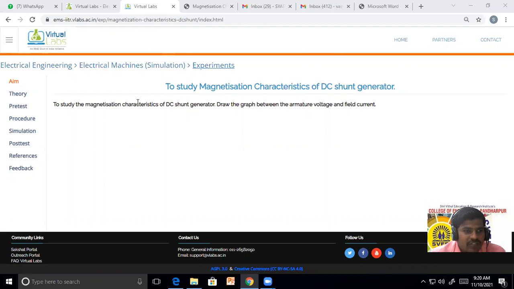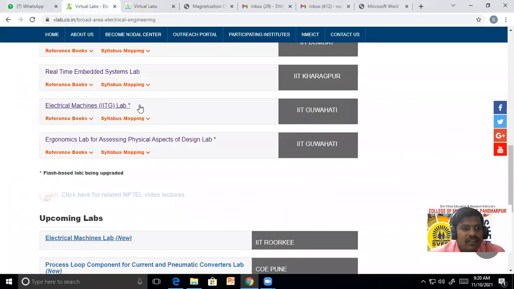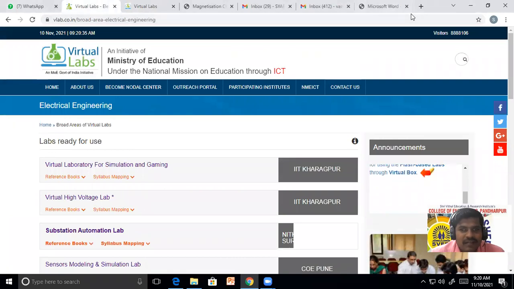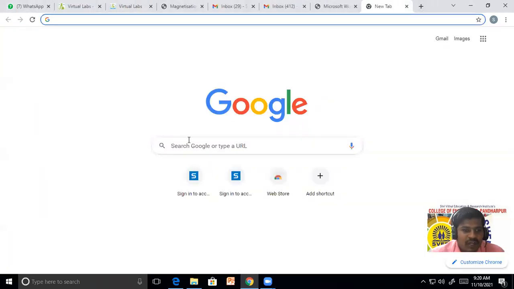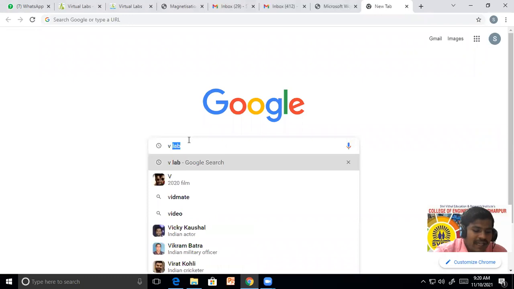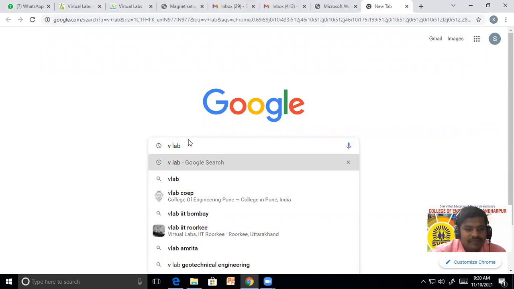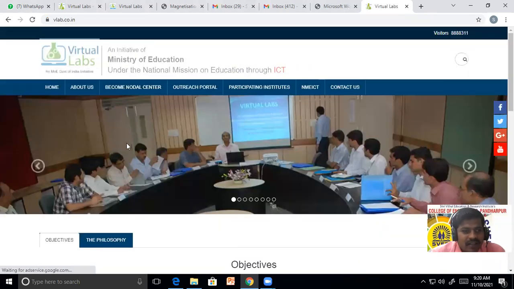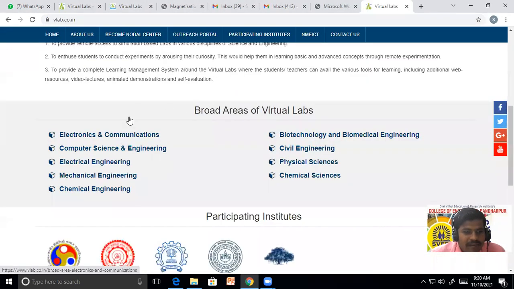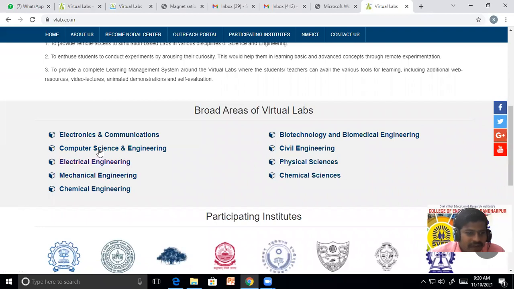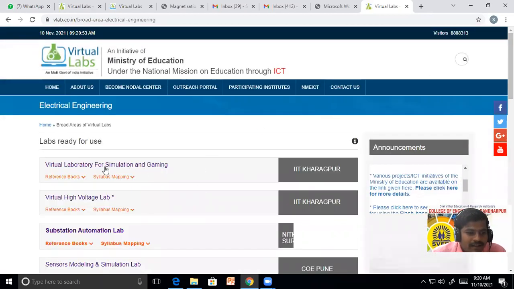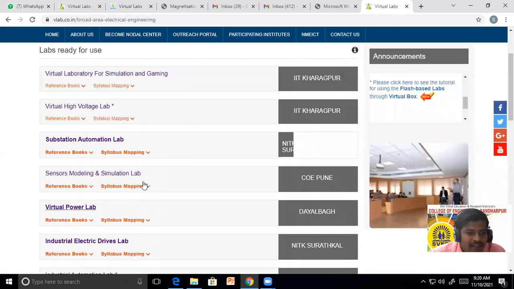So this is a virtual lab platform. Just go to Google and put VLab, or virtual lab. Then go to the first home page. There, virtual lab practicals for all branches are provided. So select electrical engineering, and there are some labs given in this virtual lab.